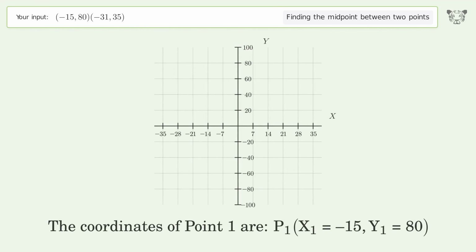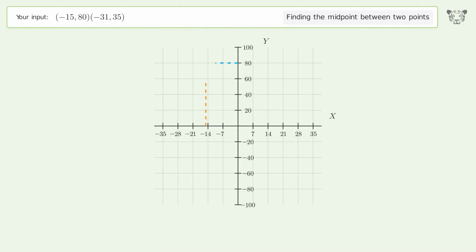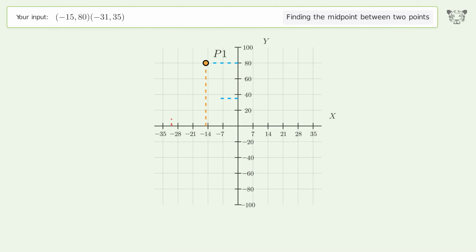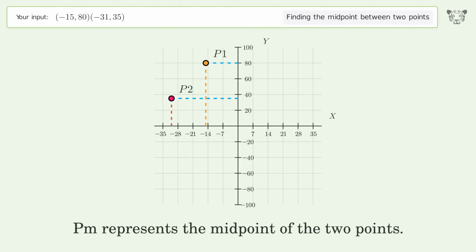The coordinates of point 1 are, x1 equals negative 15, y1 equals 80. The coordinates of point 2 are, x2 equals negative 31, y2 equals 35. PM represents the midpoint of the 2 points.